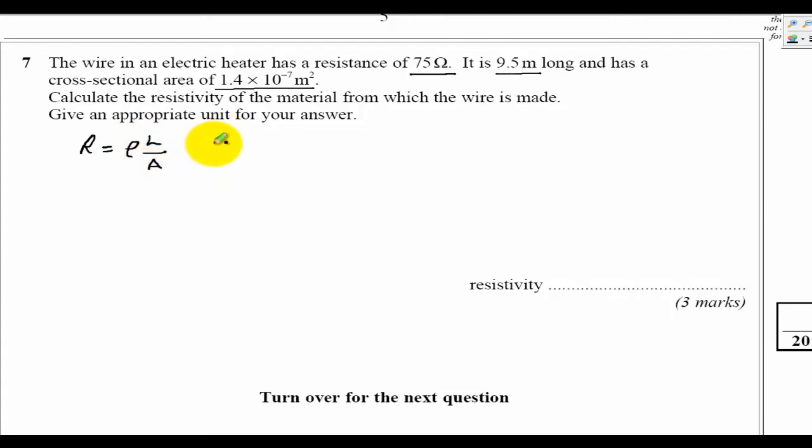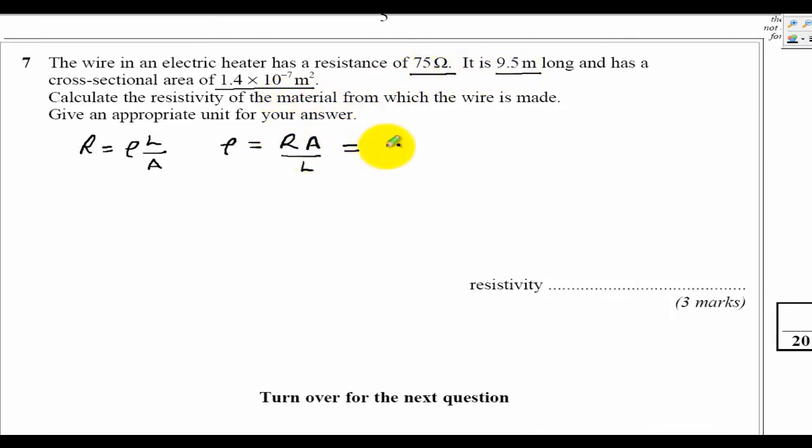But it's the resistivity I need to calculate, not the resistance, so I need to rearrange this. So rho equals R, and I need to multiply both sides by A and divide both sides by L. Okay, so I can now substitute in the values in the question. And there are the three values.